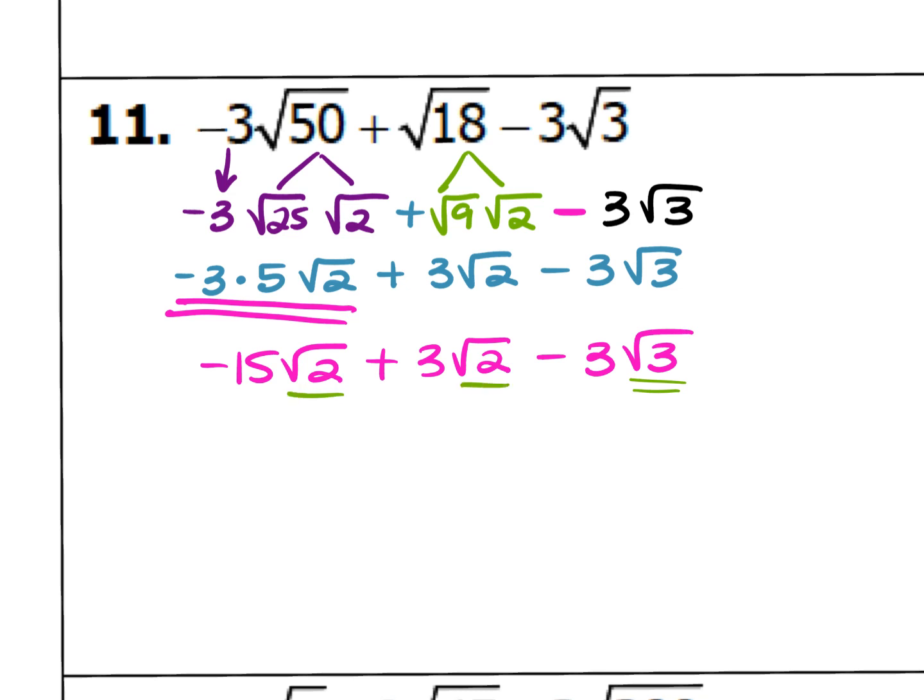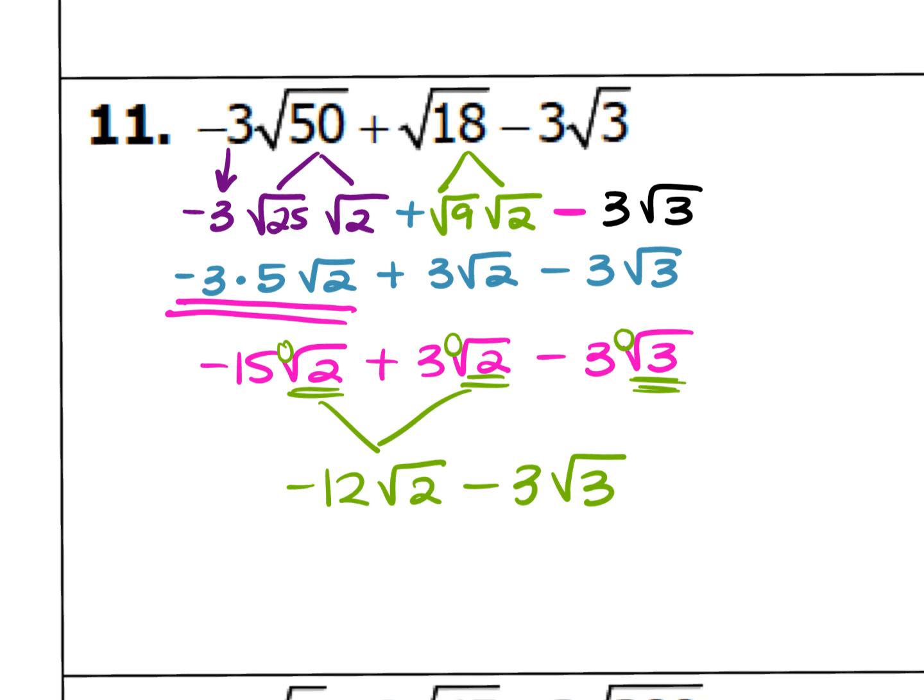You may only add them if their index is the same, right? They're all a square root, so all of these indexes are the same. So that's the first step. Yes, we could add them all. And their radicand. Well, this is a 2, this is a 2, this is a 3. So no, we cannot add them all. But you can add 2 of them. You can combine those. So -15 rad 2 plus 3 rad 2 is what? -12 rad 2 minus 3 rad 3.